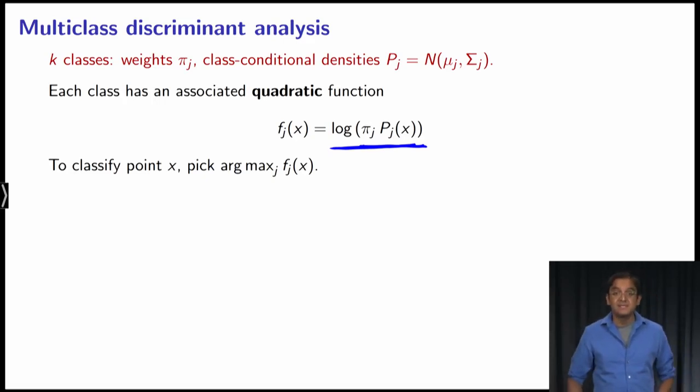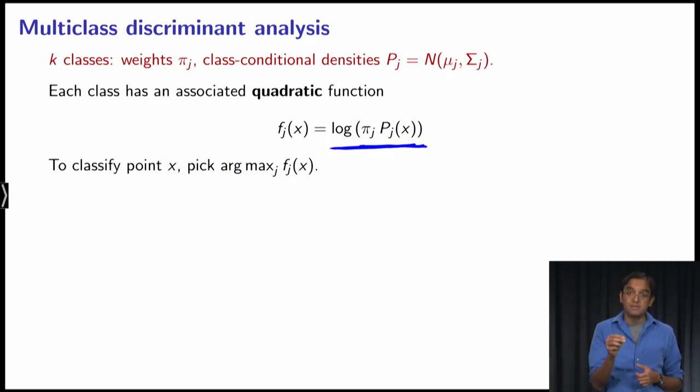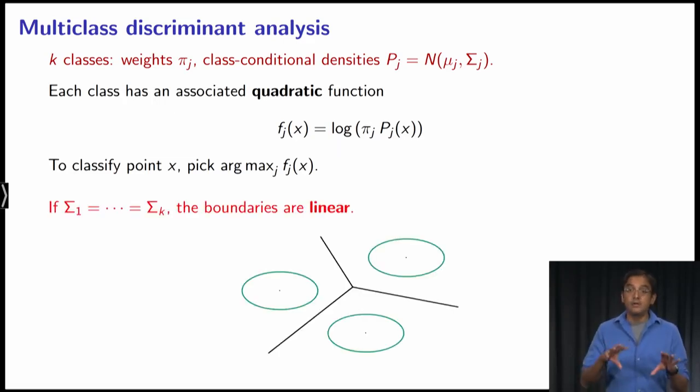So what happens essentially is that each of the k classes has its own quadratic function. When a new point comes along, each class evaluates its quadratic function. They each get a number, and the one with the largest number is the winner. That's the class that gets predicted. Okay, so that's how classification works when there are k classes with general Gaussians. Now, in the situation where all the covariance matrices of the k classes are the same, then once again, the boundaries become linear.